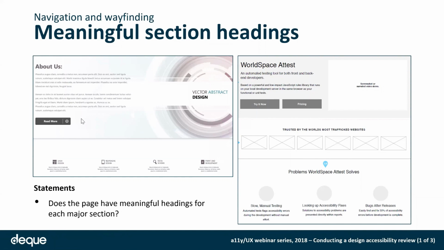Whereas if you look on the right, we know that the page is about the workspace attest. And then we also know that there are a few of the trafficked websites that are trusted by workspace attest, and that there are problems that the workspace attest solves. So we know that each section has a subheading, which is giving the context of the section itself. So now we would move on to the second heuristic. Denis, over to you. Thank you.